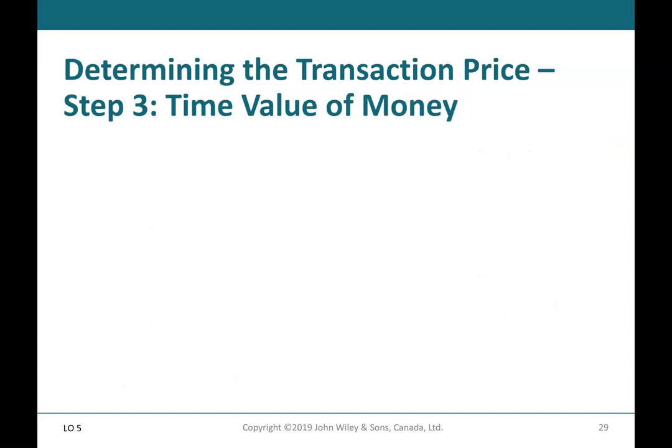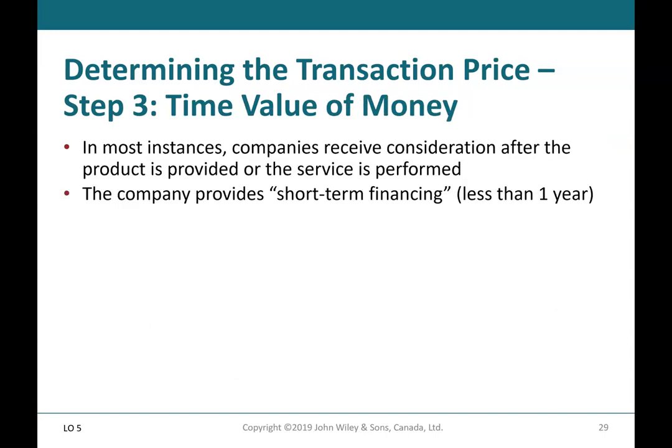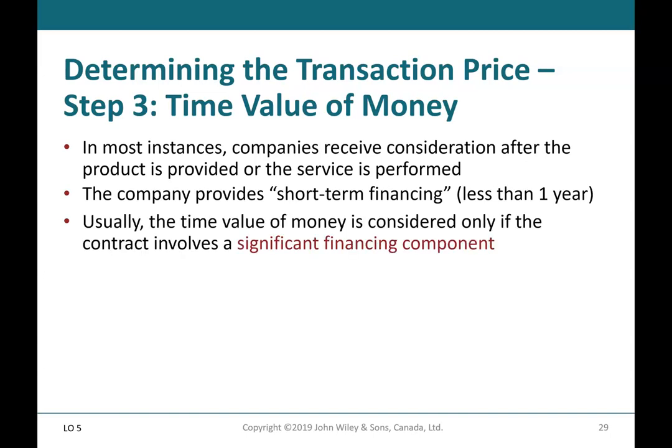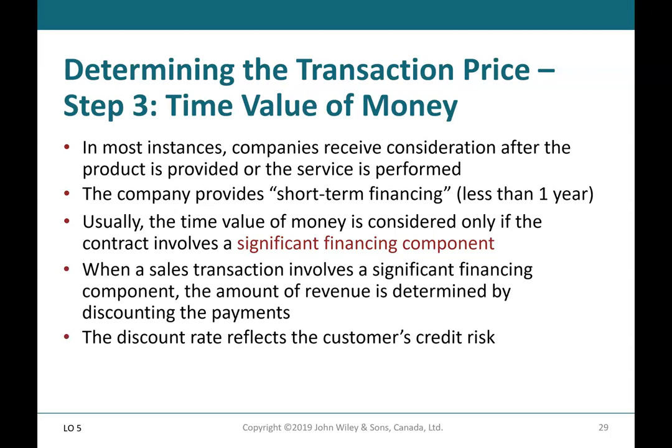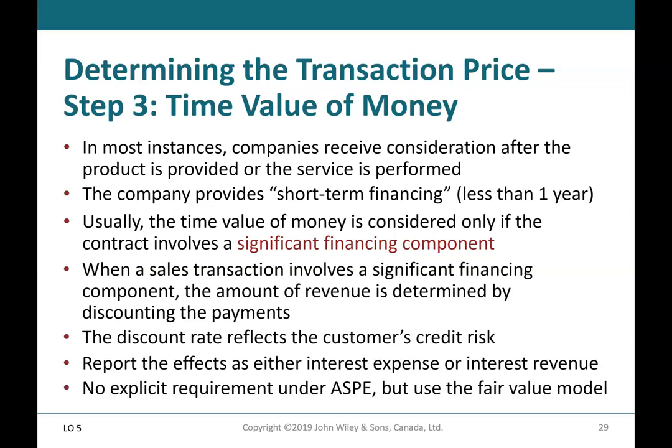Determining the transaction price, step 3, time value of money. In most instances, companies receive consideration after the product is provided or the service is performed. The company provides short-term financing, less than 1 year. Usually, the time value of money is considered only if the contract involves a significant financing component. When a sales transaction involves a significant financing component, the amount of revenue is determined by discounting the payments. The discount rate reflects the customer's credit risk.